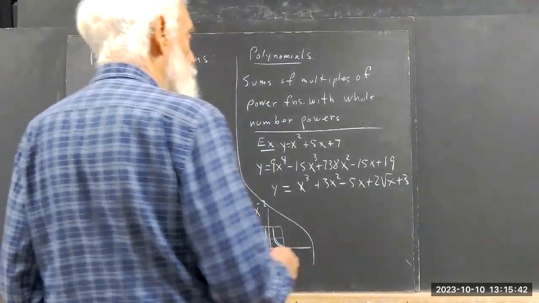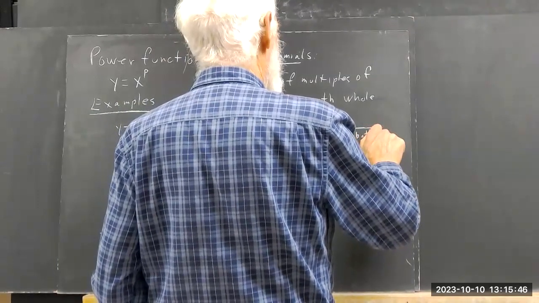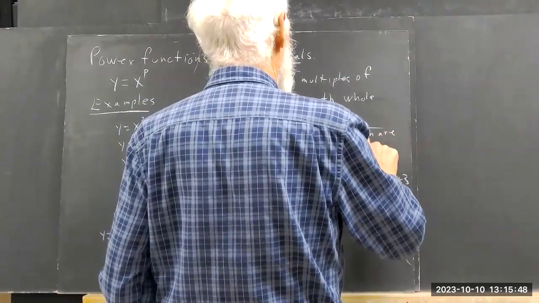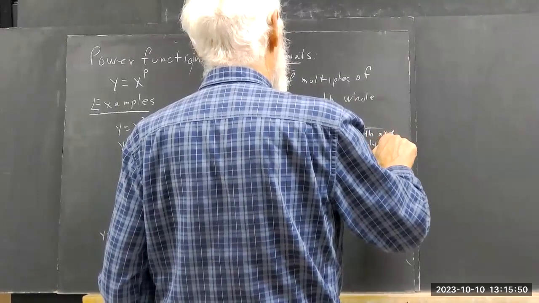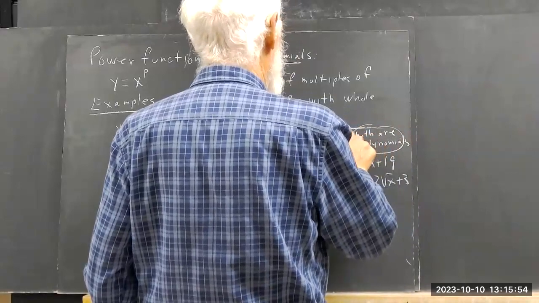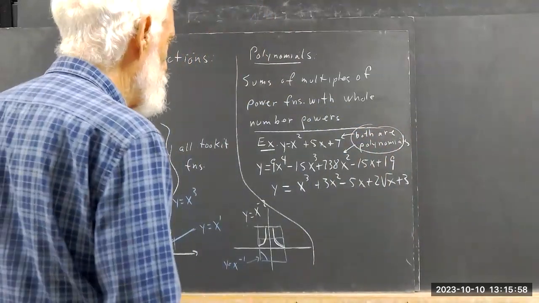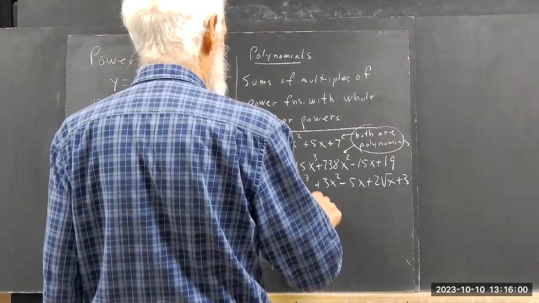Okay, well, this is a polynomial. So let's just distinguish: both this one and this one are polynomials. This is not a polynomial.